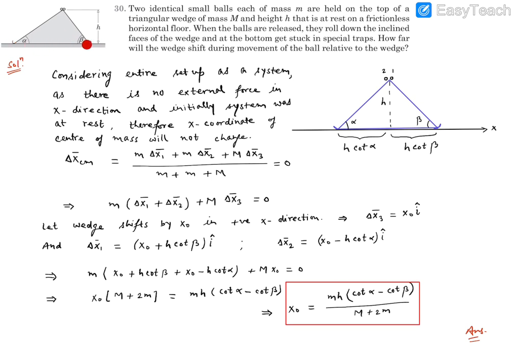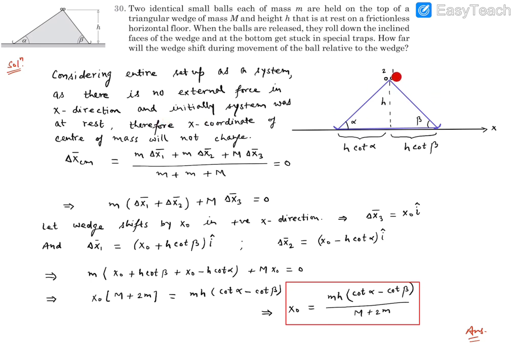And this horizontal floor is frictionless. So we can consider these two balls and this wedge as our system. So considering this entire setup as our system, we will find that in this entire system there will be no external force acting in the x direction, and initially the system was at rest. That will imply the x coordinate of the center of mass will not change. So the initial location of the center of mass x coordinate and the final location of the center of mass x coordinate will remain the same.